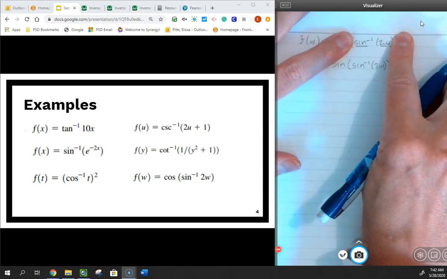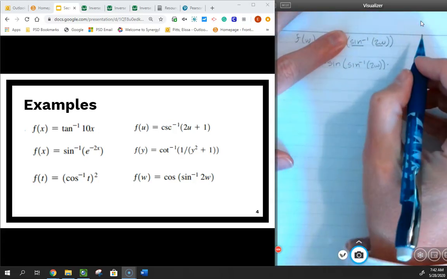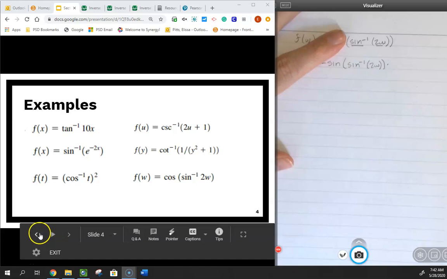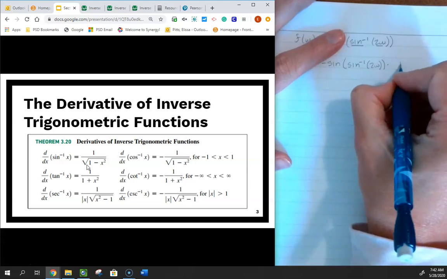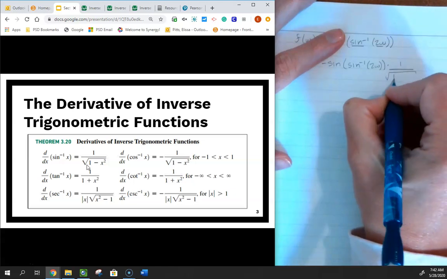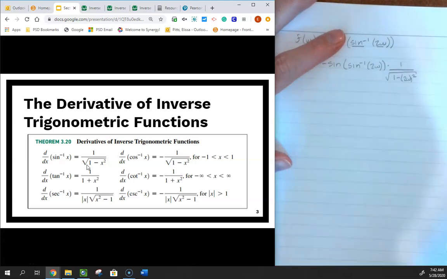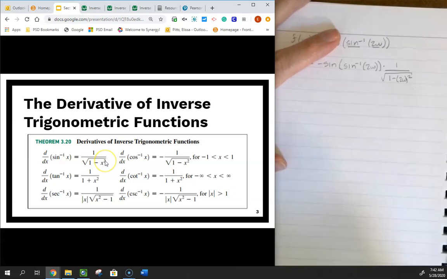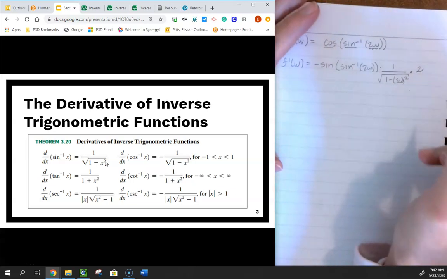The derivative of the inside has its own outside, which is the inverse sine. So the derivative of inverse sine, if we go back a screen, is 1 over the square root of 1 minus whatever's inside of it squared. So we did 1 over the square root of 1 minus what's inside of there, which was 2w, and we squared it. And then we need to multiply times the derivative of 2w, which is 2.